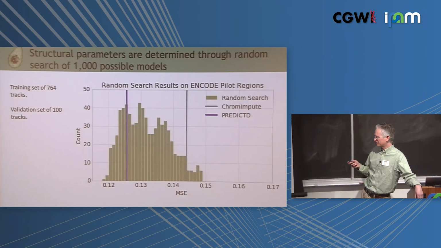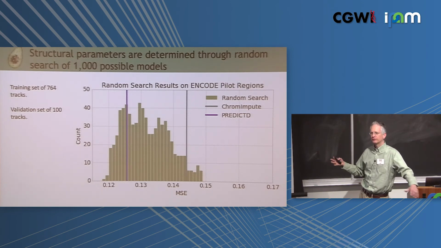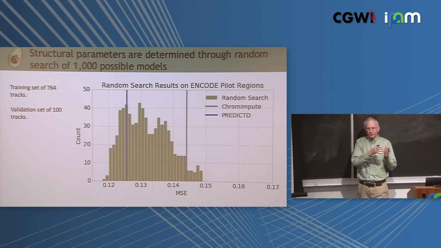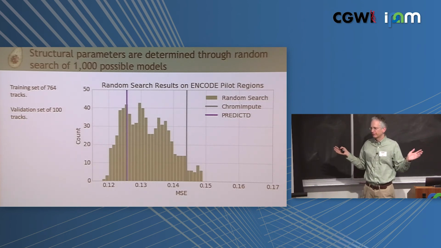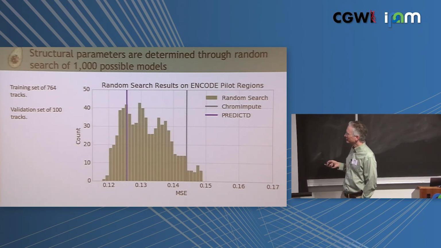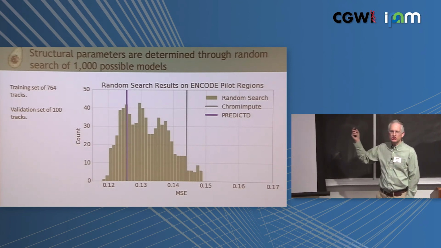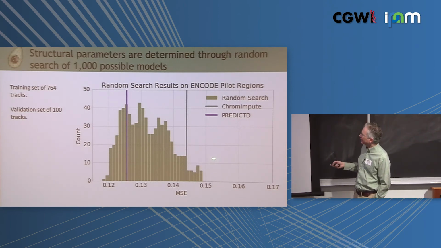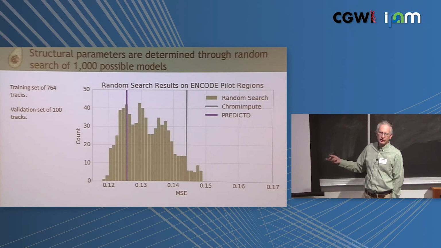So what Jacob did for this part was essentially just do random search. You define a grid over your hyperparameter space. So you have a 7-dimensional space with a sort of plausible range of values, where plausible is defined a priori based on intuition. And then randomly choosing points within that grid. And we did 1,000 of them, and this is just on a validation set. So we have a 764 training set and a validation set of 100 tracks. And we're looking at the mean squared error as a way to select the parameters.